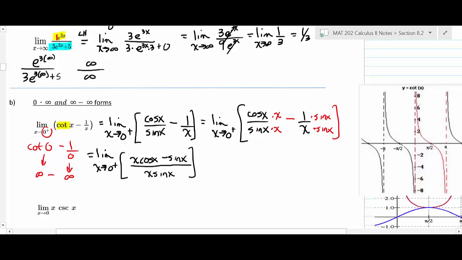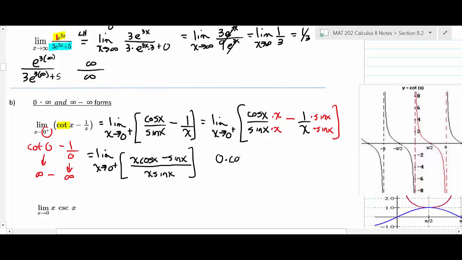Now we're ready to go ahead and do L'Hopital's rule from here. Before we do this, I want to show you one thing: if you plugged in 0, and you don't need to write this down, just pay attention to this.